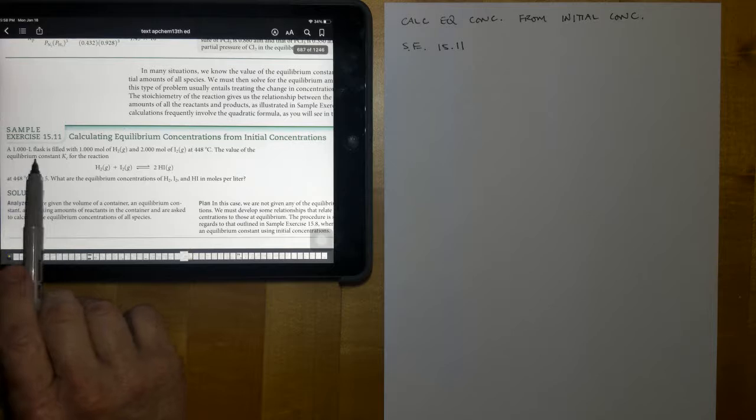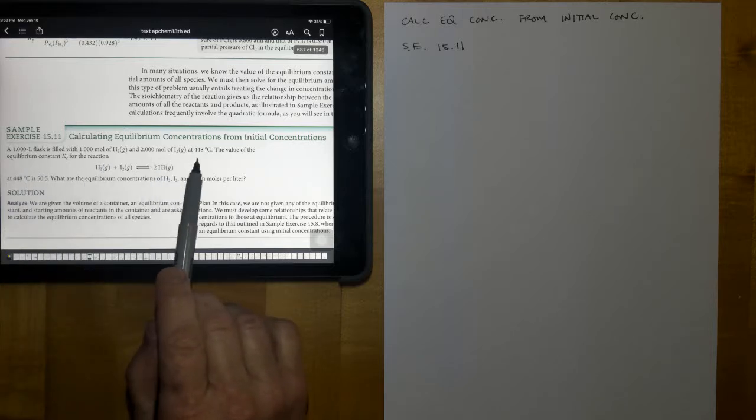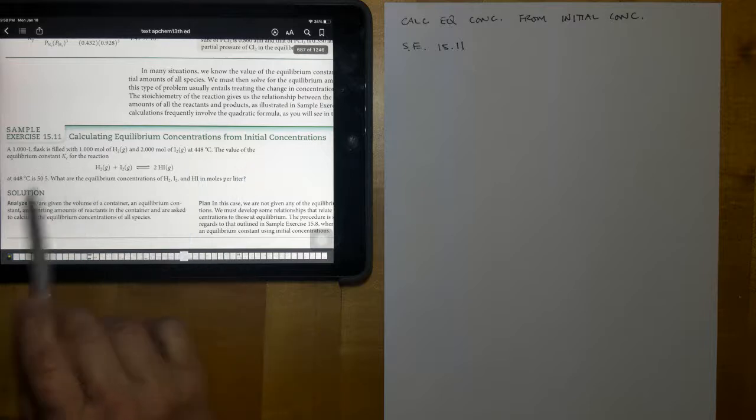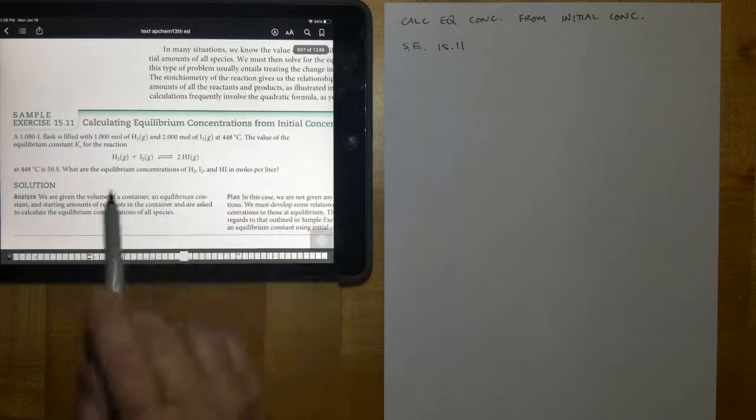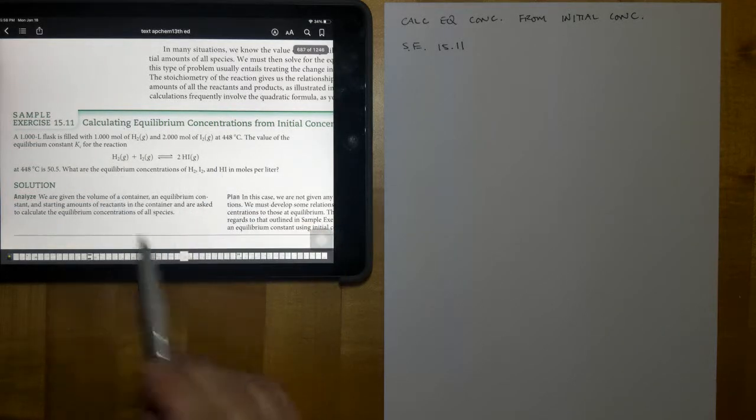So first we have a 1 liter flask filled with 1 mole of hydrogen, 2 moles of iodine at 448. The value of the equilibrium constant is 50.5. What are the equilibrium concentrations of H2, I2, and HI? So they want to know the E.